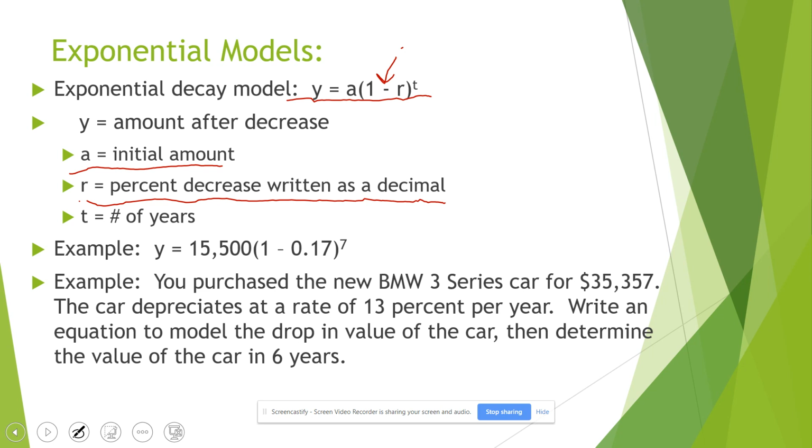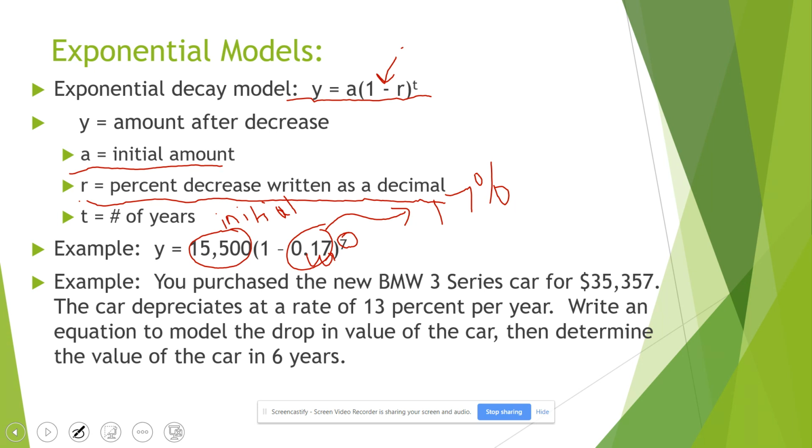So in our first example, our initial amount is $15,500. Our rate of decrease is 17%. Remember, you move the decimal twice the opposite direction to get back to the percent. And we have a time frame of 7 years. So that would find the amount that some purchase we made for $15,500 would be worth after 7 years when we decrease it 17% per year.